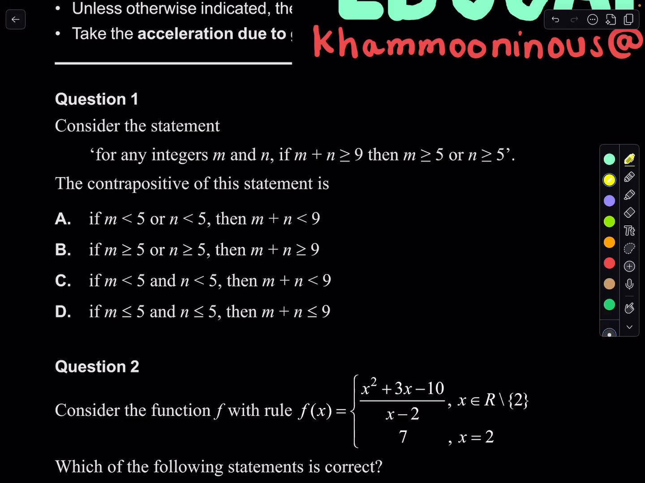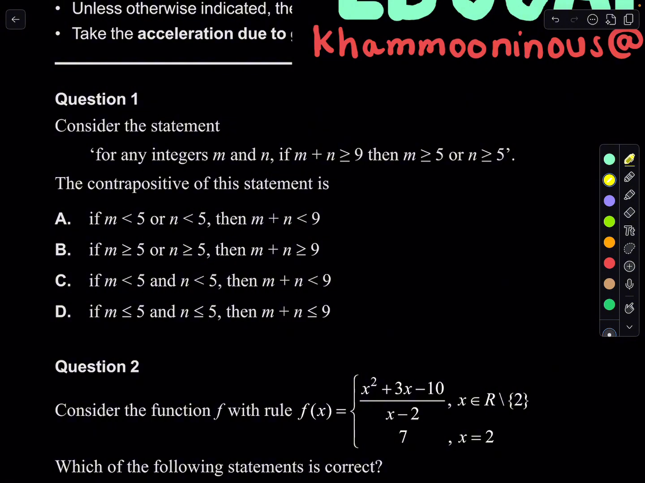Consider this statement. For any integers m and n, if m plus n is greater or equal to 9, then m is greater or equal to 5, or n is greater or equal to 5. The contrapositive of this statement is what? This is a typical question that has come up in many of the practice papers, like Heffernan papers and Insight papers. A lot of these papers have started to put these types of questions.